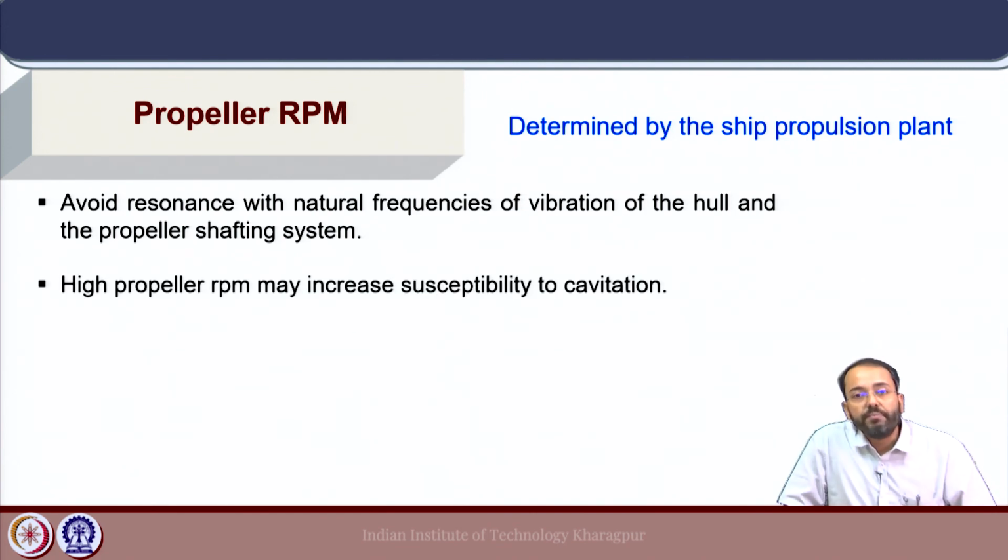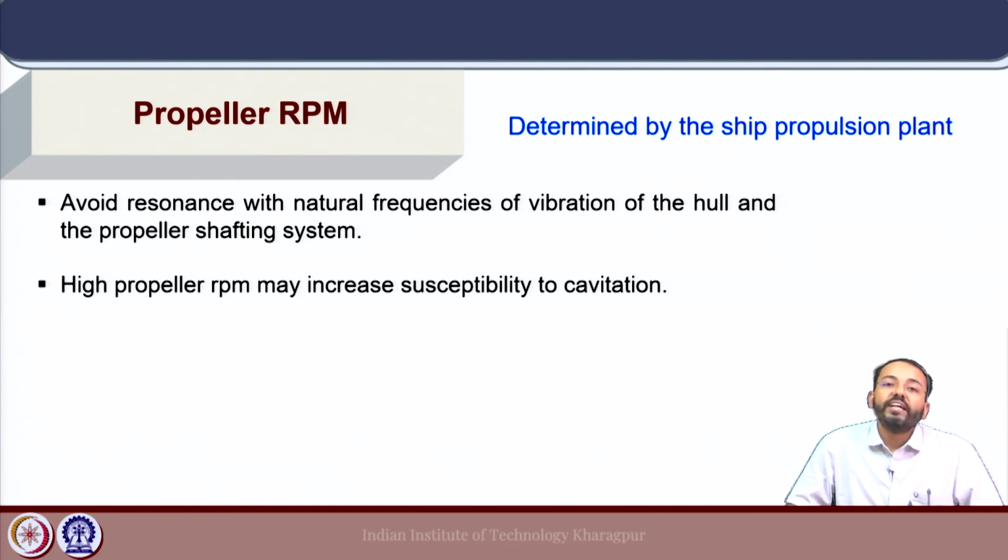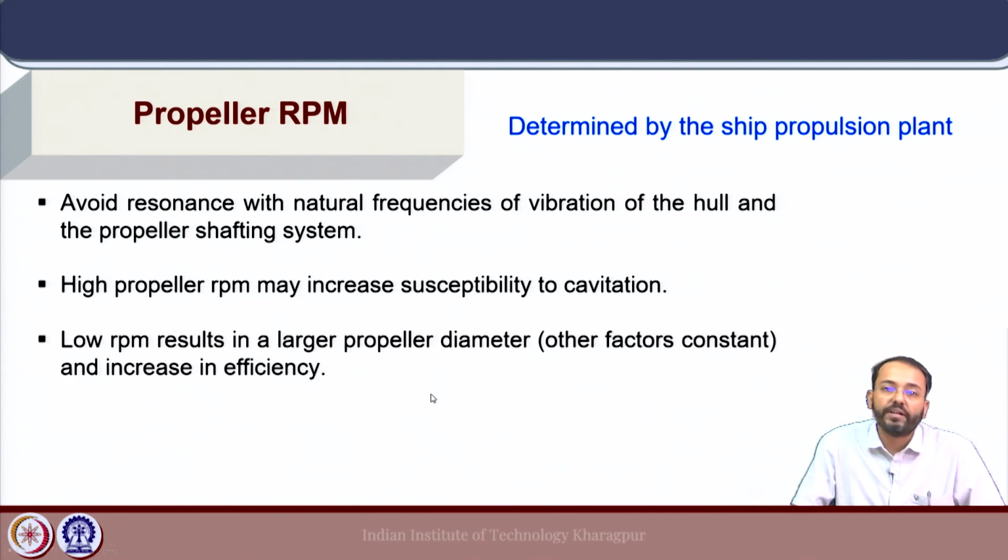If the propeller RPM is very high, it may increase the susceptibility to cavitation. Why? Because the local velocities around the propeller blade will be very high, and there is a probability of the pressure falling below the vapor pressure in certain locations, and we have seen that if proper extent is not maintained, then cavitation will occur on the propeller blades. On the other hand, if the RPM is low, then it results in a large propeller diameter, and it can help in increasing the efficiency of the propeller if other geometric factors are the same.